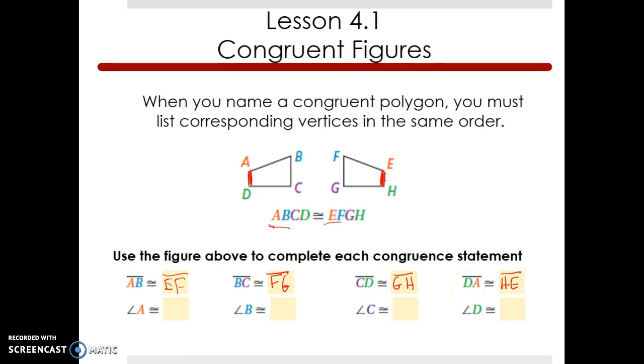Now we're going to go with angles. Angle A is congruent to angle E. Angle B, if you see the pictures, is congruent to angle F. Angle C is congruent to angle G. And angle D is congruent to angle H.